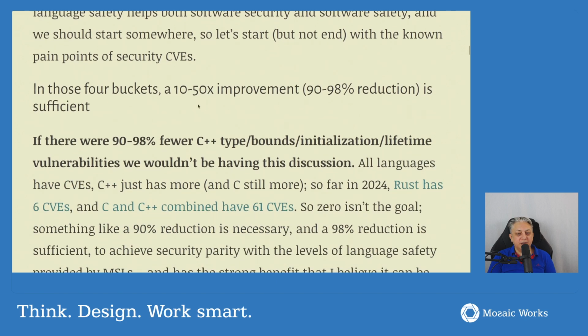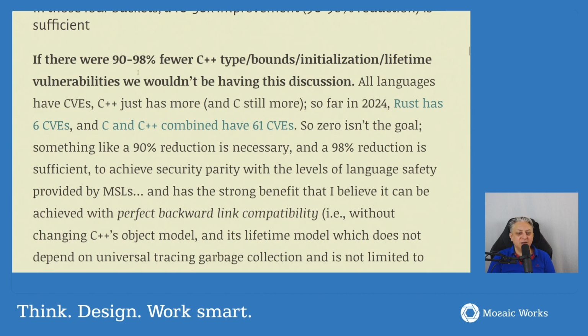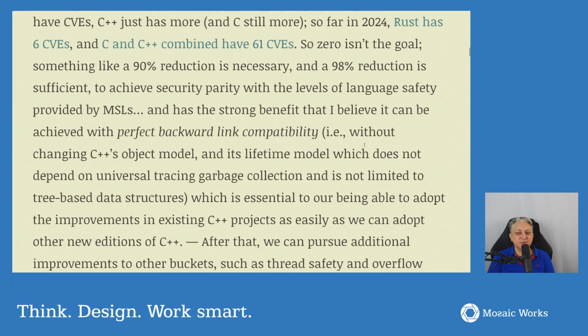In those 4 buckets, a 10 to 50 times improvement, a 90-98% reduction, is sufficient. If there were 90 to 98% fewer C++ type, bounds, initialization, and lifetime vulnerabilities, we wouldn't be having this discussion. All languages have CVEs, C++ just has more. So far in 2024, Rust has 6 CVEs, and C and C++ combined have 61 CVEs. So 0 isn't the goal. Something like a 90% reduction is necessary, and a 98% reduction is sufficient to achieve security parity with the levels of language safety provided by memory-safe languages.